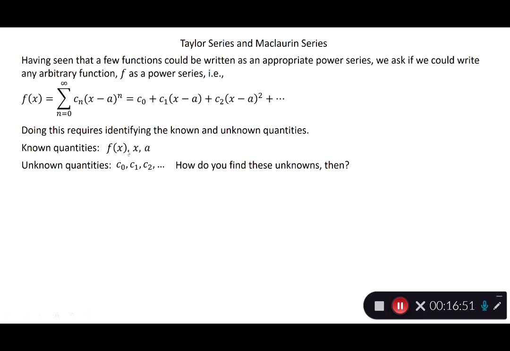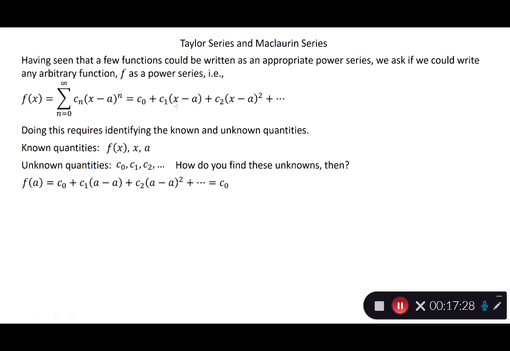Keep in mind, what are the known quantities? We know f of x, we know x, we know a. x is something we can make to be whatever we want. Okay? Check this out. What if we let x be equal to a? x is a now, so what would the left-hand side become? f of a. Would we know f of a? Yeah, if you know f of x, you can figure out f of a. Right? So we know f of a.